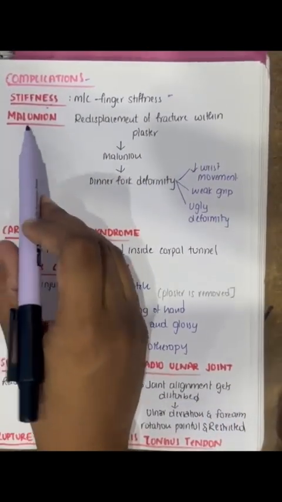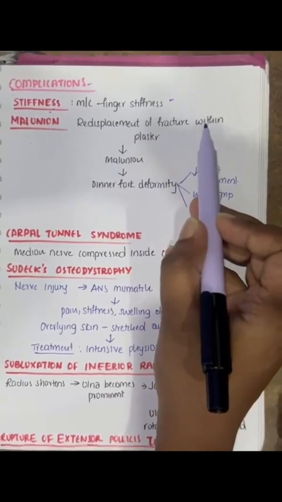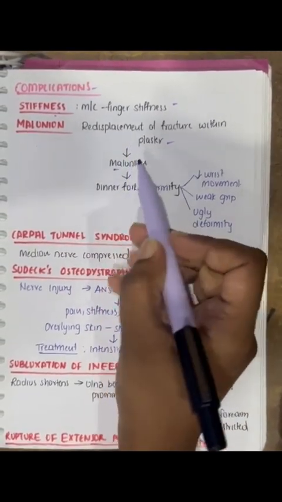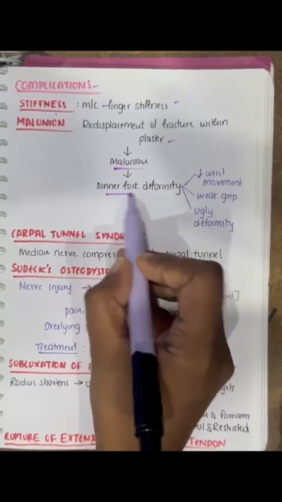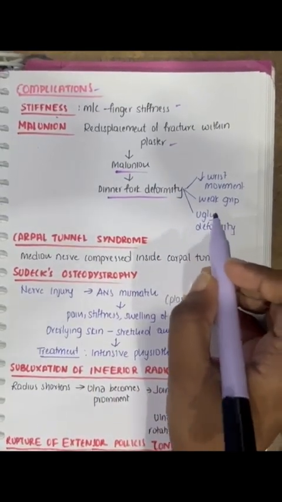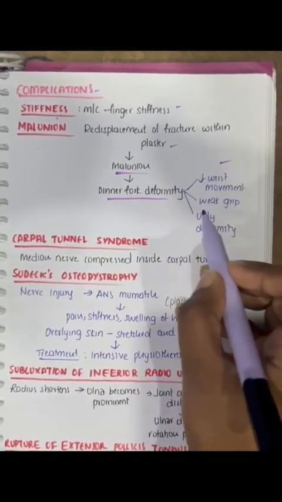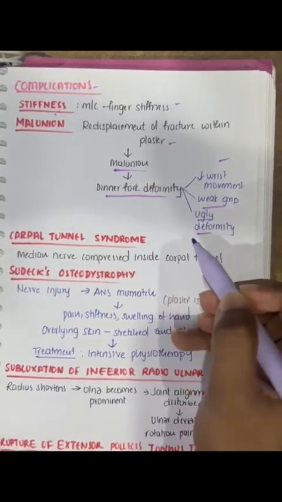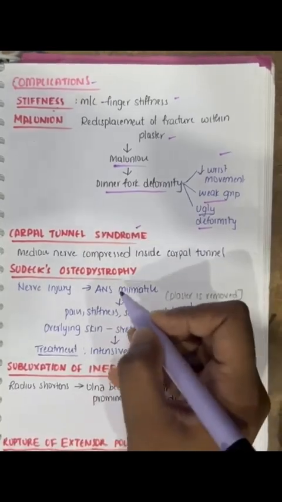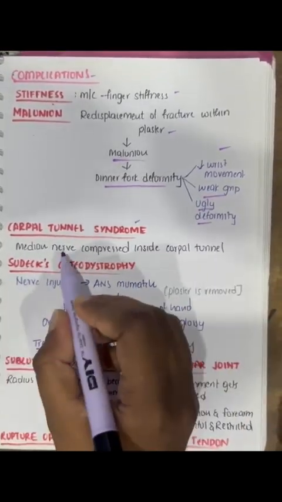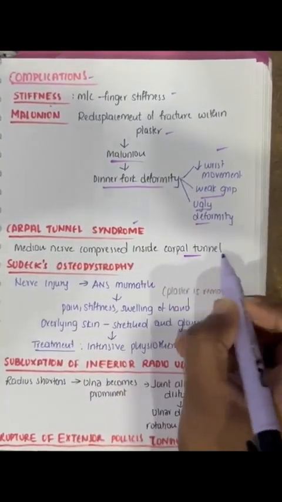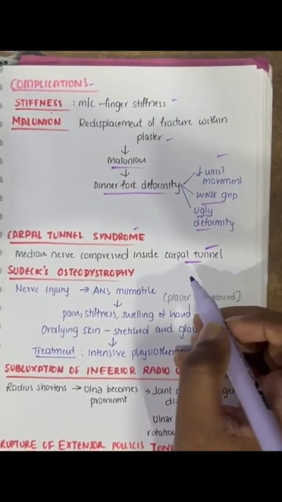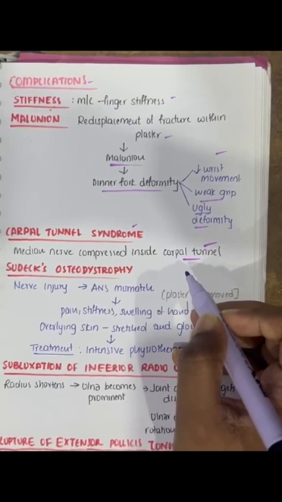Next, malunion. Malunion is redisplacement of the fracture within the plaster. So this causes malunion. This again leads to dinner fork deformity. So because of the dinner fork deformity, there is decreased wrist movement and weak grip, and there is an ugly deformity. And coming to the carpal tunnel syndrome, basically the median nerve is compressed inside the carpal tunnel. So this is carpal tunnel syndrome. So the patient may complain of pain, numbness or tingling in the hand.